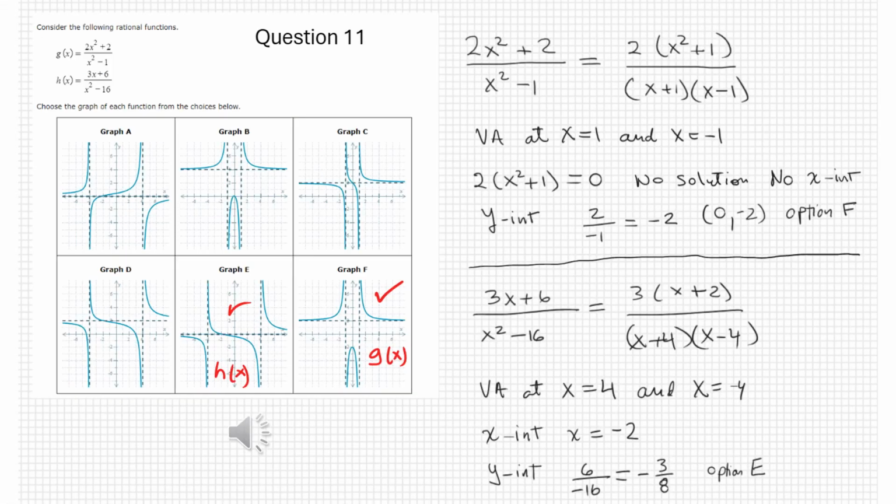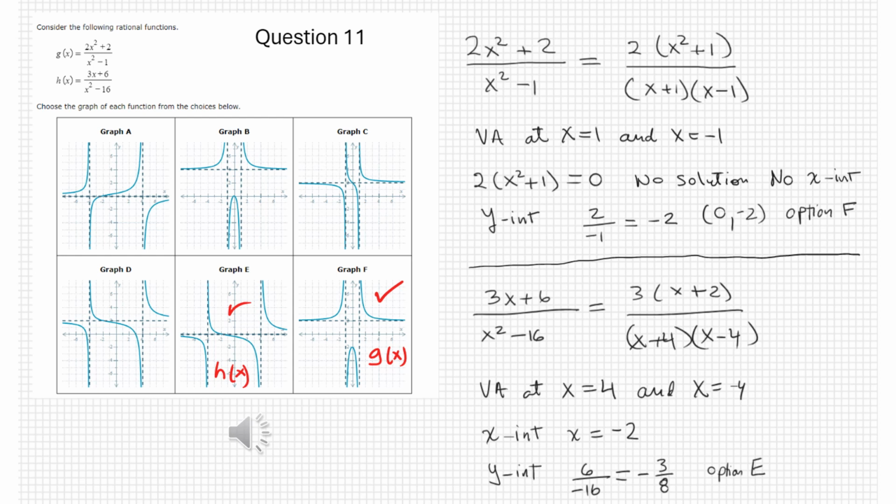Okay, question 11 is easy. We have two functions, G and H, and we need to identify what graph matches better. So let's start with the first one, G. G is 2x squared plus 2 over x squared minus 1.